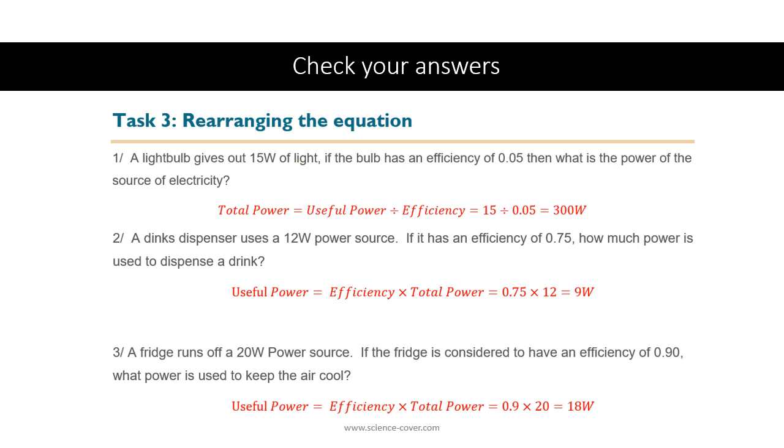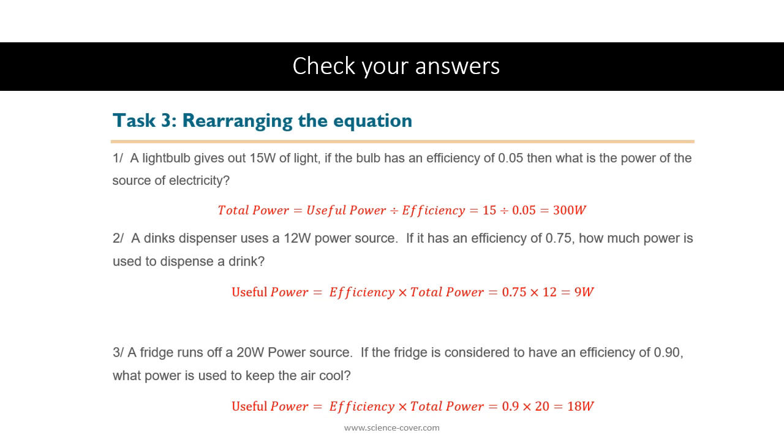Number 1, a light bulb gives out 15 watts of light. If the bulb has an efficiency of 0.05, then what was the power of the source of the electricity? So the total power is the useful power divided by the efficiency. So that's 15 divided by 0.05, which gives us 300 watts.